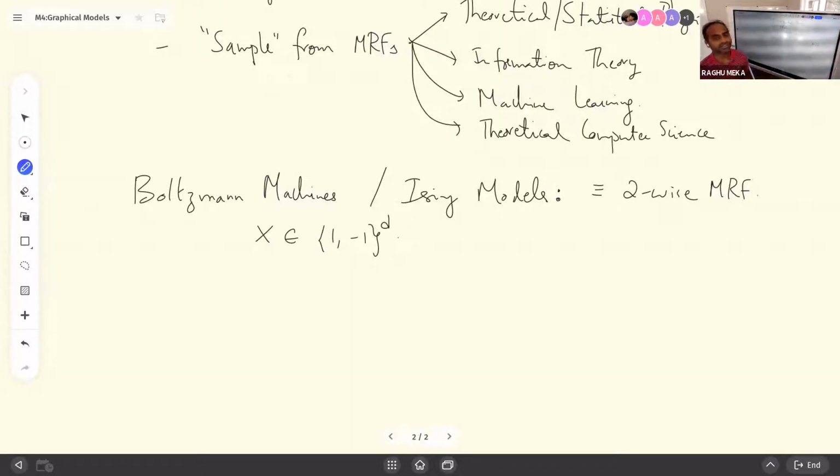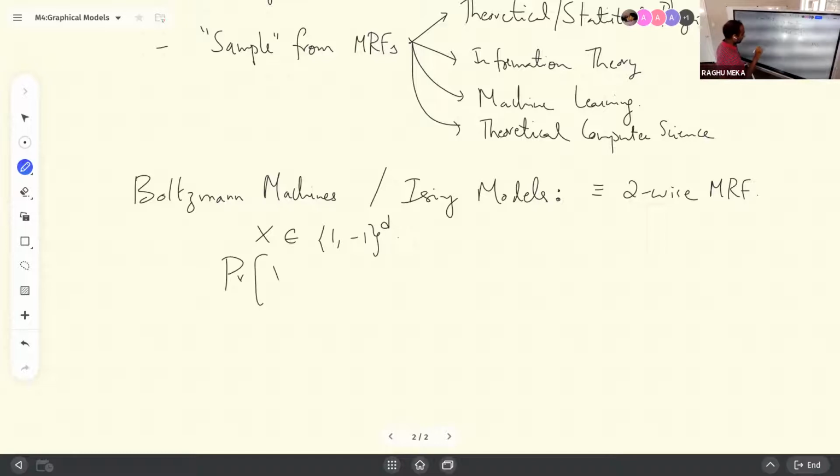Okay. You can generalize it to larger alphabet. Once you make it continuous, it's a completely different story, and we'll talk about that in the next lecture. But as long as it's discrete, you can kind of reduce it to the binary case. So let's focus on the binary case.